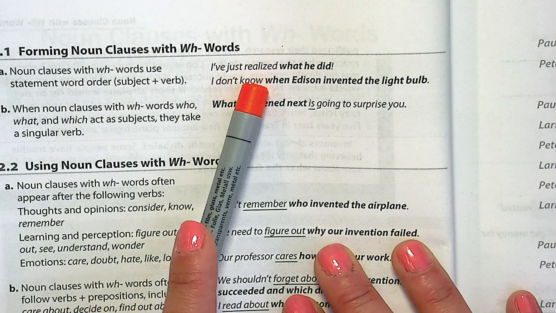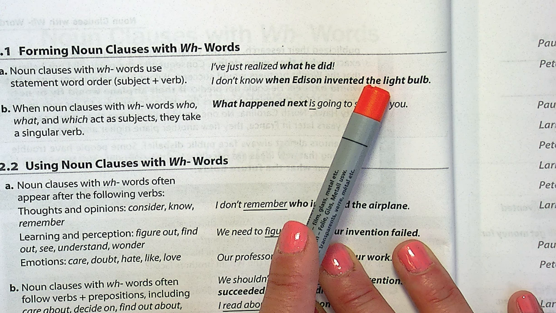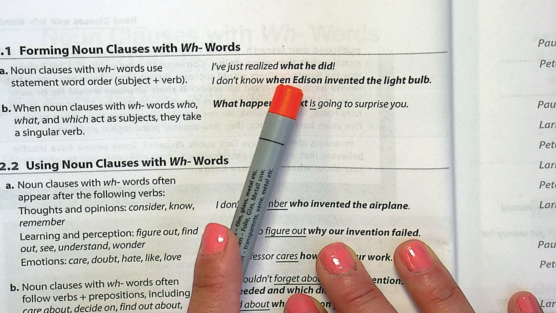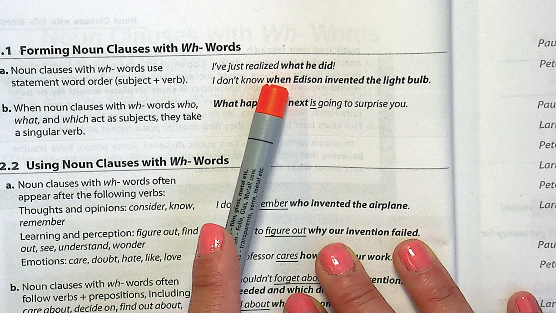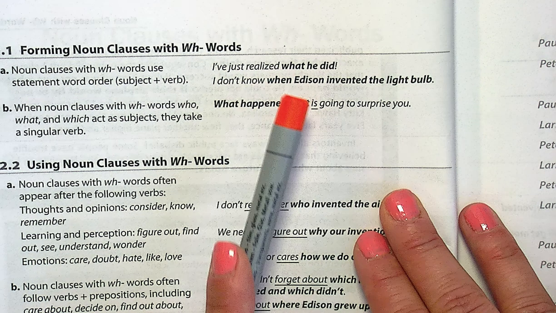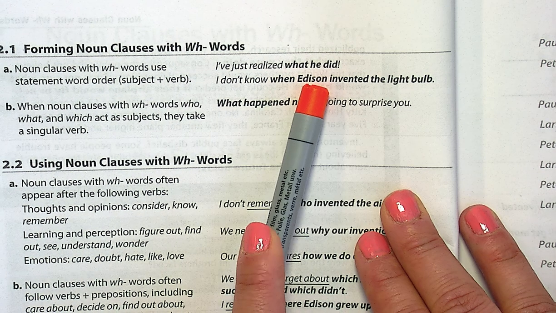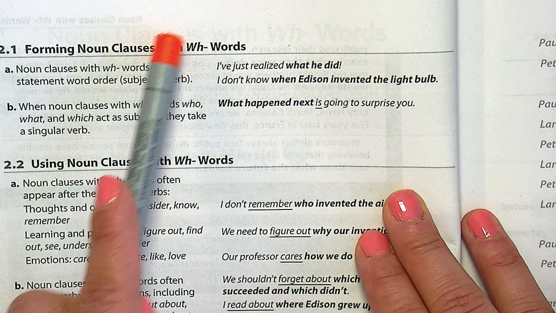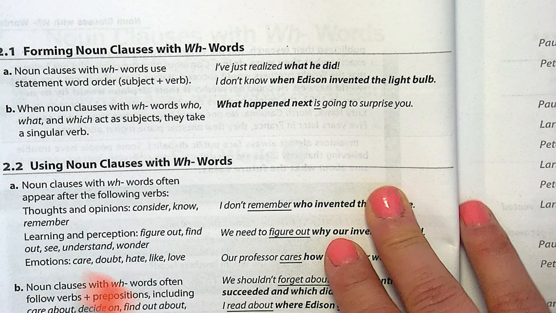I don't know when Edison invented the light bulb. In this case, we've got our question word, but it's not a real question, it's part of a sentence. So we use sentence grammar. When Edison, subject, invented verb. So we want subject before verb. This is an important part of noun clause grammar.